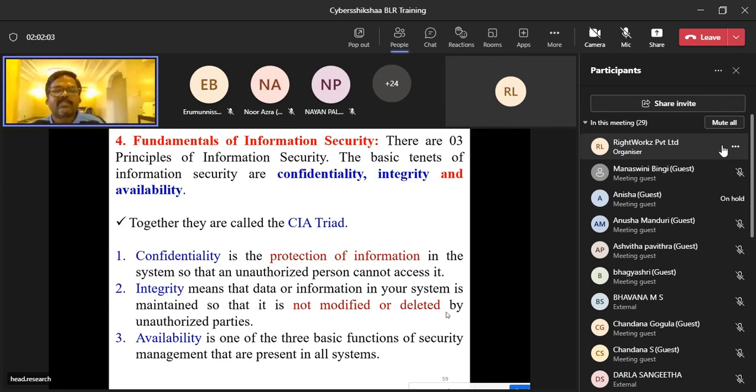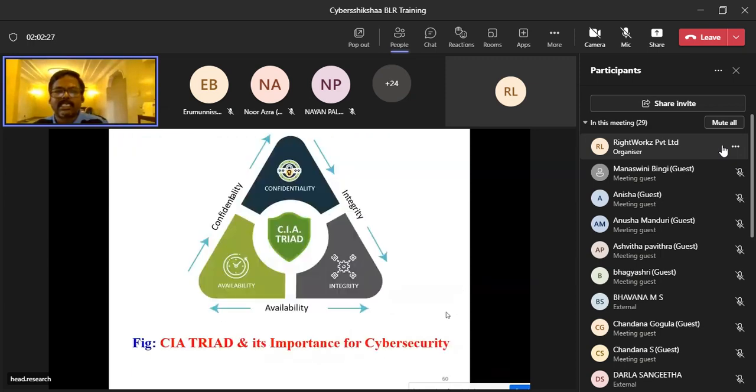That is called confidentiality. Integrity means the data or information in your system, server or data center is maintained so that it is not modified or deleted by unauthorized parties. That is called integrity. Availability is one of the three basic functions of security management that are present in all systems, servers or data centers. This is about the CIA triad and the importance of cyber security.